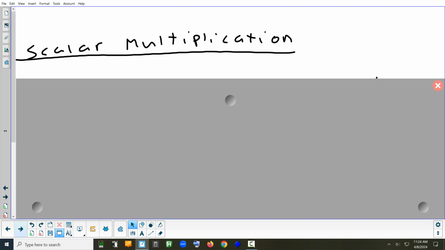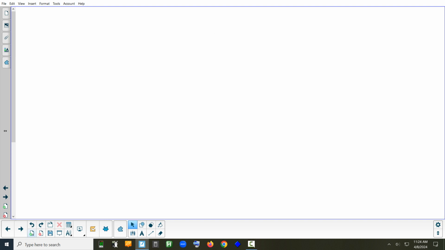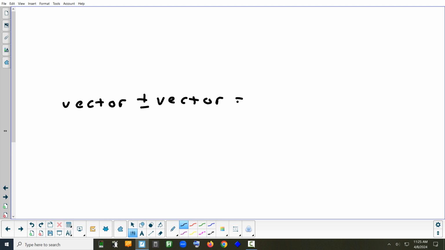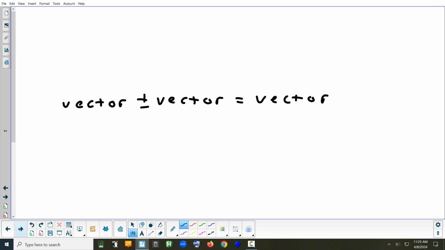Okay. All right. Let's look at this one. Scalar multiplication. First, let me explain what that is. We already know a vector plus or minus a vector is a new vector. This next thing we're going to look at is a type of multiplication, but it is not a vector times a vector. We're going to save that for Wednesday. It's going to be a number times a vector.